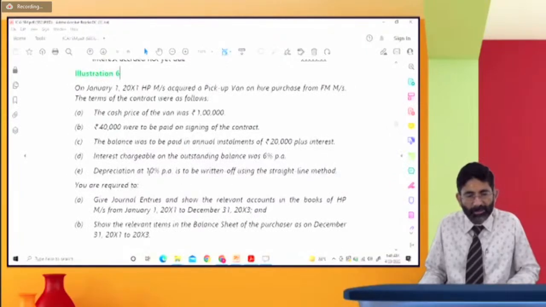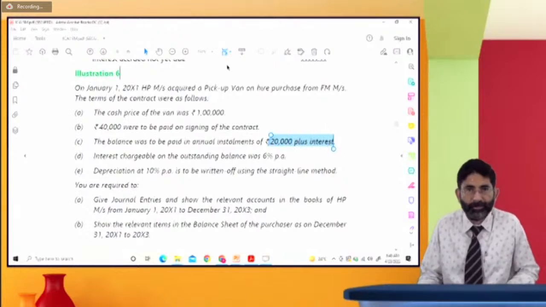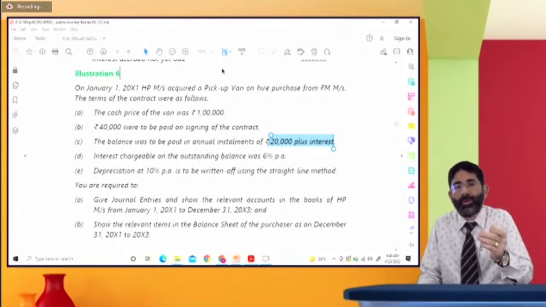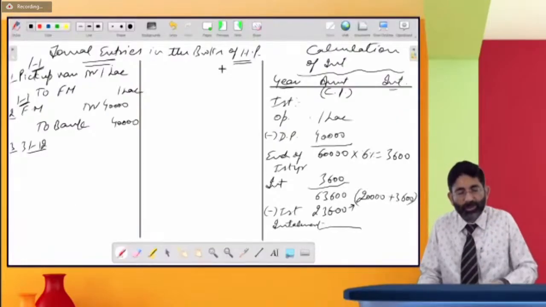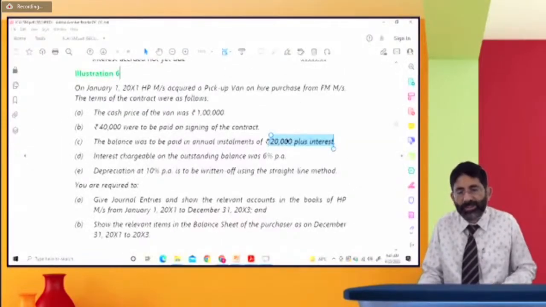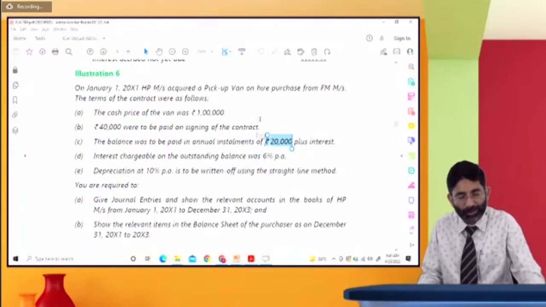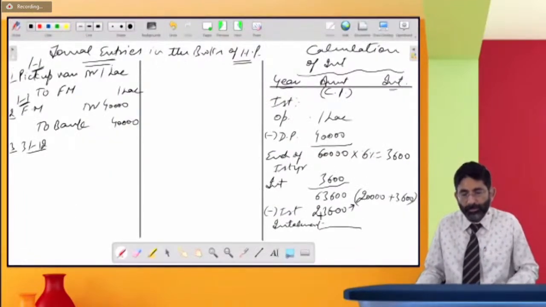It says the balance was to be paid in annual installments of rupees 20,000 plus interest. So here you have to calculate the installment in this way, that you have to add interest in the installment, because this 20,000 is cash price in this given case, as it doesn't include interest. After adding interest, it will become the HP price of the installment. So the balance will be 40,000.